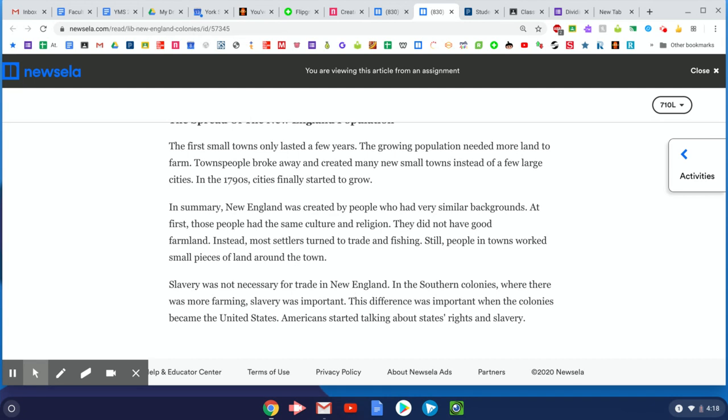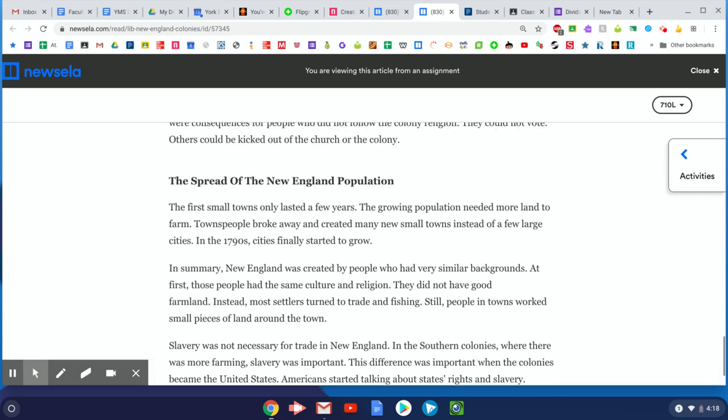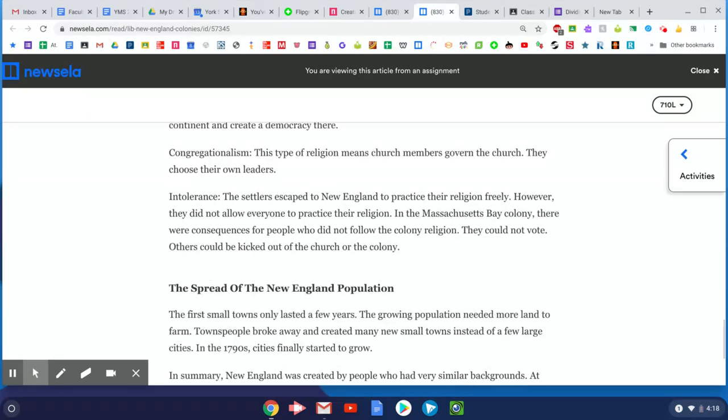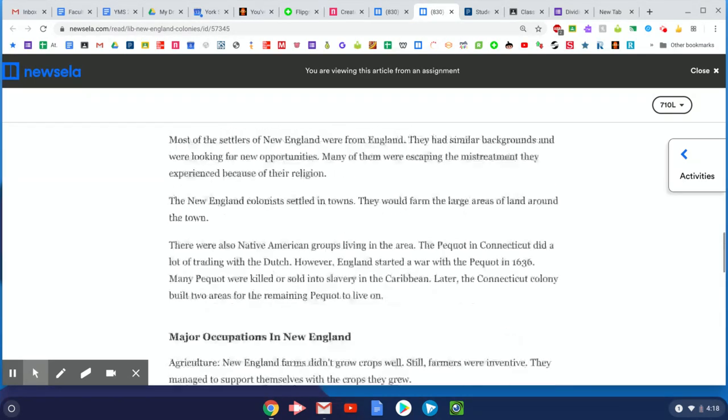In the southern colonies, where there was more farming, slavery was important. This difference was important when the colonies became the United States. Americans started talking about states' rights and slavery. So that is some background information on the New England colonies and our history.